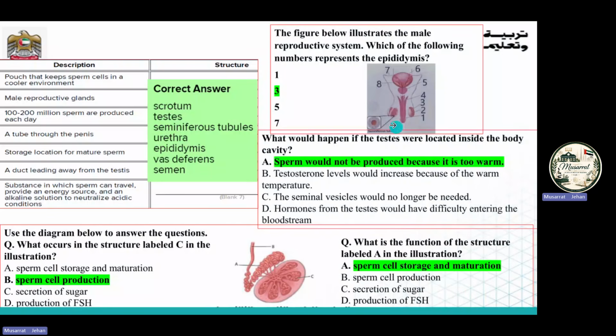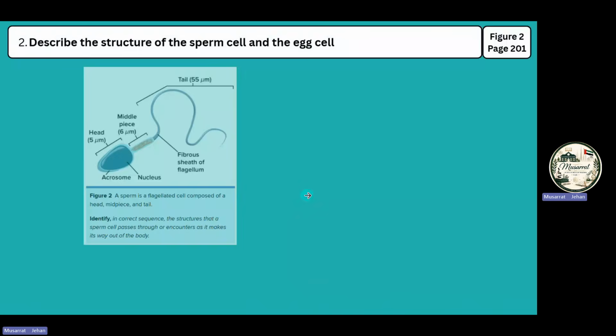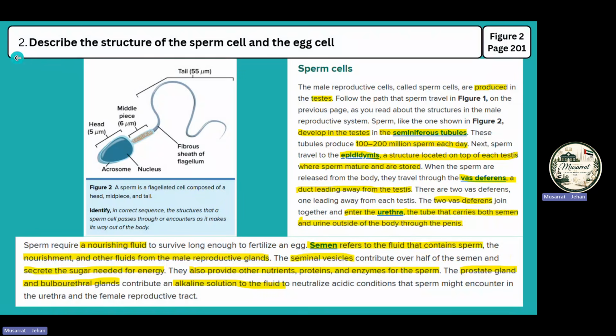These are all questions based on the explanation one, which I gave you. Then for question number 2, you have to describe the structure of the sperm cell and the egg cell. So they have asked you to focus on figure 2. This is figure 2, which is the sperm cell.